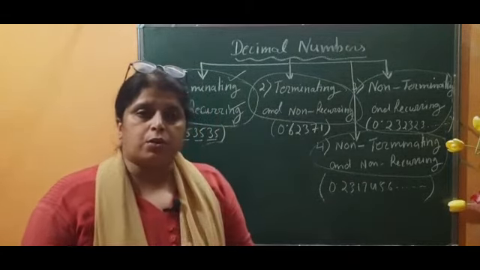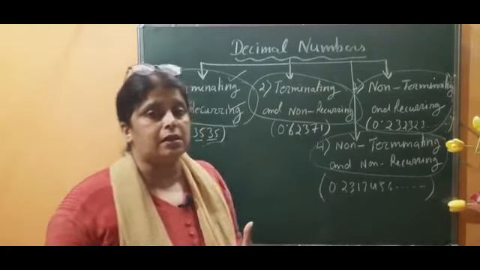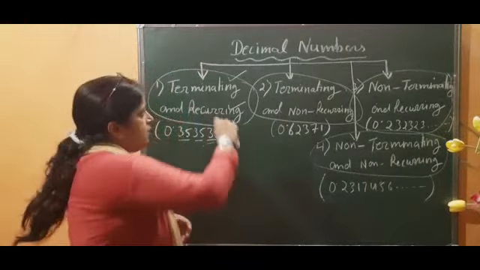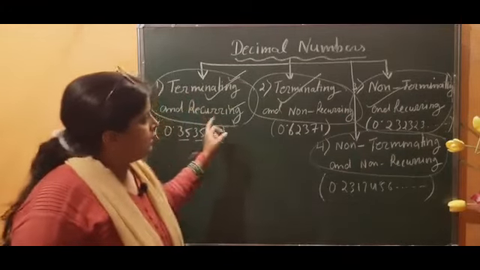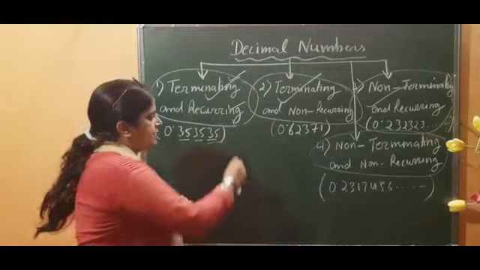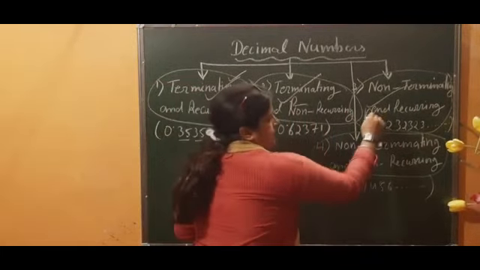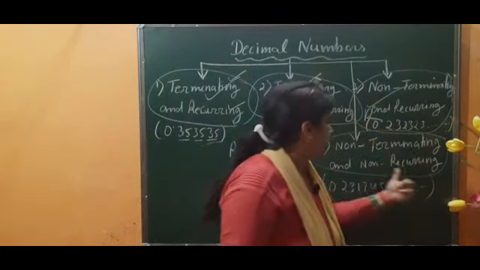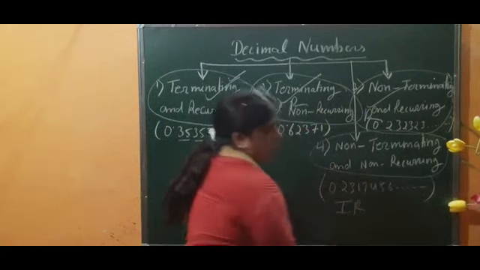Now, what was our question? The question was which are the rational numbers and which are the irrational numbers if the question is given as a decimal number. So children, see, all the numbers which come inside the first 3 types of decimal numbers are rational numbers. But those decimal numbers which come in non-terminating and non-recurring are called irrational numbers. I hope it is clear.